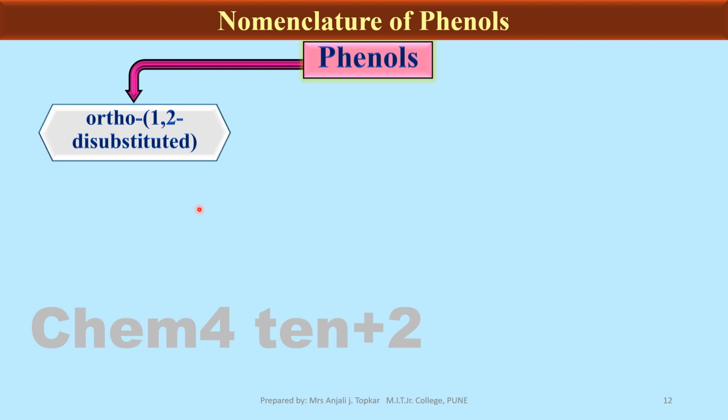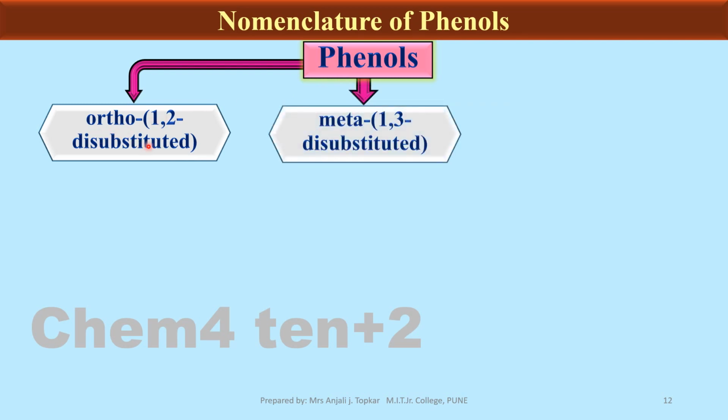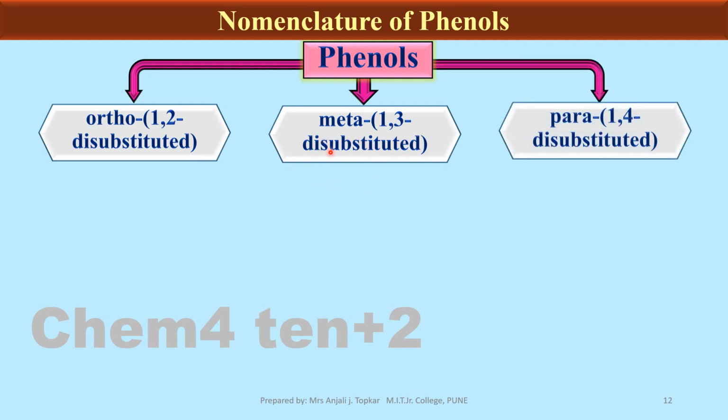The common names have prefixes like ortho, meta and para in substituted phenols. Let's understand it here. 1,2 disubstituted phenols are indicated by ortho in the common name system. 1,3 disubstituted phenols are indicated by the word meta, whereas 1,4 disubstituted benzene is indicated by para.